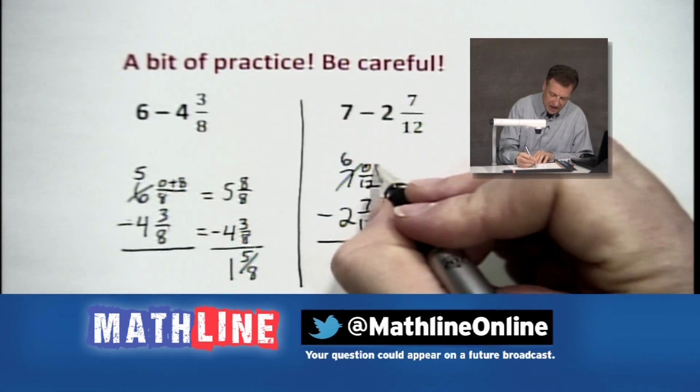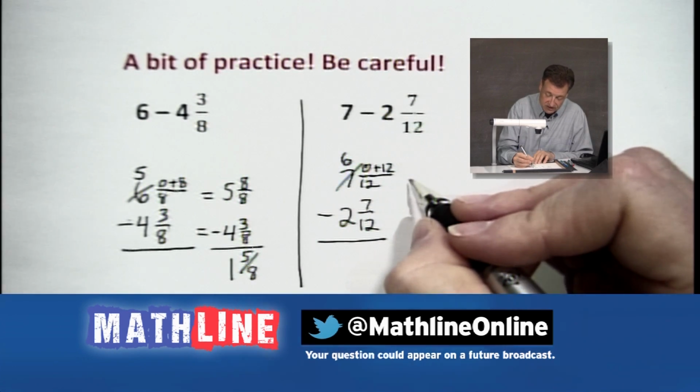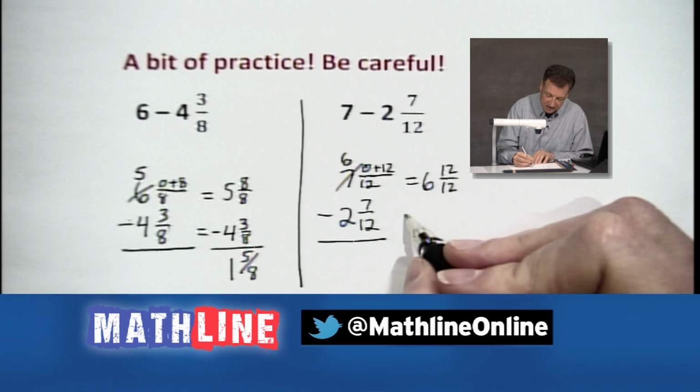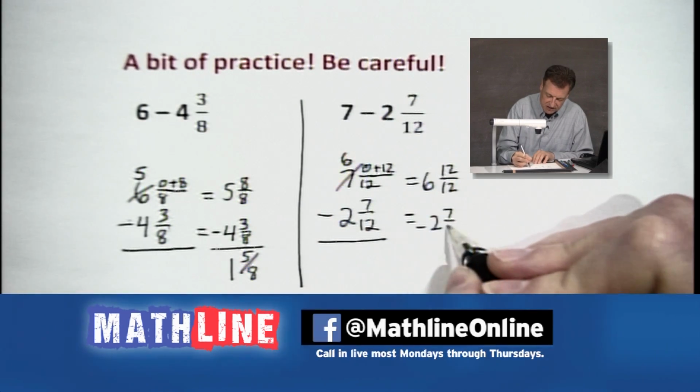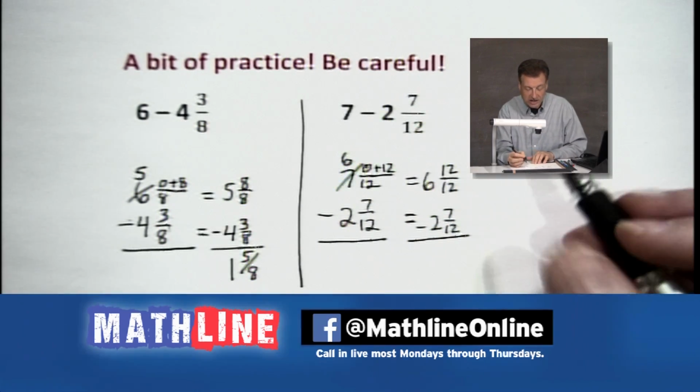Whoa! So we're going to add 12, and that's going to give us, guess what? 0 plus that's going to give us 6 and 12/12. Easy, isn't it? Over here we're going to subtract 2 and 7/12, and life will be good because now we can do something, all right?